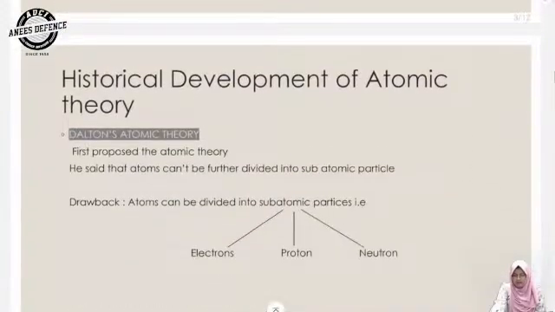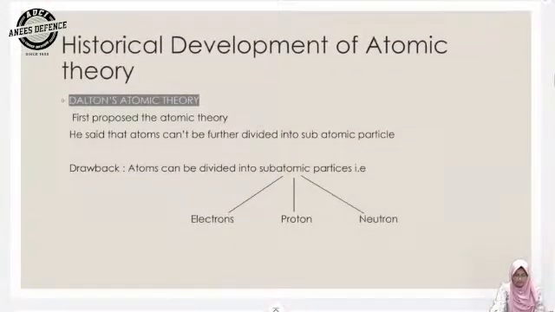Next is the historical development of atomic theory. Dalton was the first scientist to propose atomic theory. He said that atoms can't be further divided into subatomic parts. Therefore, the main drawback of Dalton's theory was that the atom can be divided into subatomic particles, that are electron, proton, and neutrons.